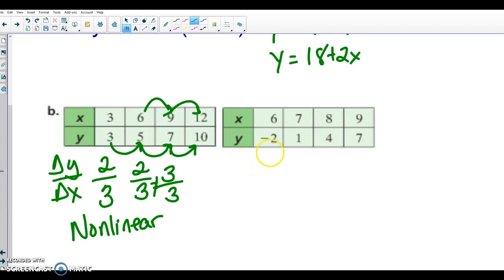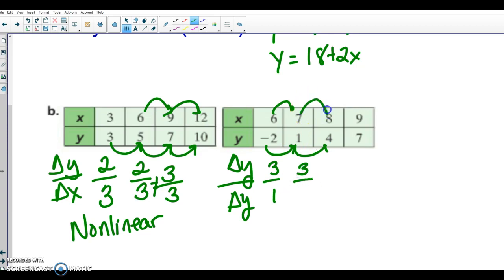Looking at the next one, your change in y, negative 2 to 1 is positive 3, and your change in x is 6 to 7, positive 1. Then 1 to 4 is positive 3, 7 to 8 is positive 1, 4 to 7 is positive 3, and 8 to 9 is positive 1. So that's linear. Those are all equal to each other.